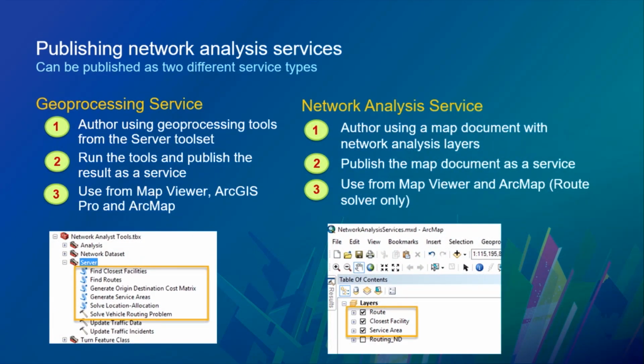So now to publish network analysis services, there are 2 types. There is a geoprocessing service and then there's a network analysis service. They support all the capabilities. Why do we have 2 types? Because of the different use cases. A good way to think about them is, if you want very fast execution of your services, you would want to pick the network analysis service option.